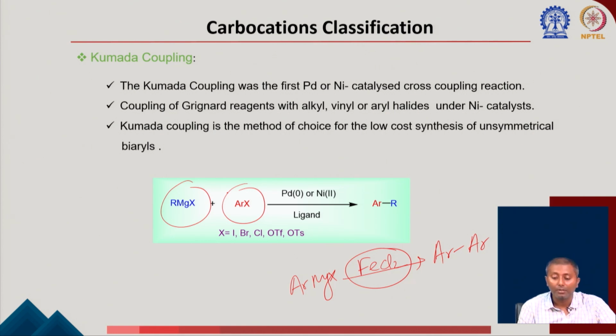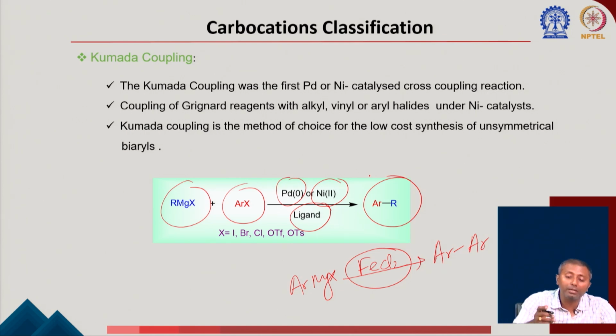Now this can be coupled. Depending on whether you have aryl versus alkyl, you can use a palladium or nickel catalyst with a ligand to go to the corresponding product. It can form a biaryl if you have two aryl groups, or it can form a substituted aryl compound. So this is going to introduce you to the Kumada coupling. It was first discovered using a palladium or a nickel catalyst.